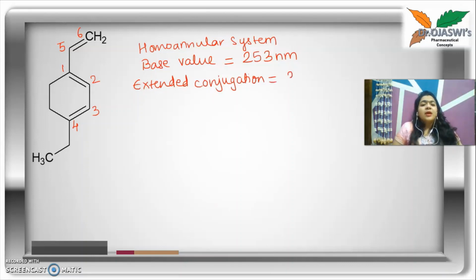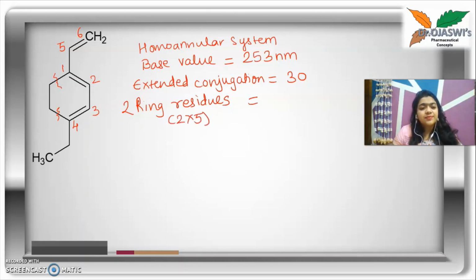After that I should look for what? Yes, ring residues. So see whether you see any ring residue on 6, 5, 1, 2, 3, 4. I can see ring residues at carbon number 1 and carbon number 4. There is no other ring residue. So for these two ring residues, 2 into 5, that is 10 units can be added. After ring residues, I should look for alkyl substitution.